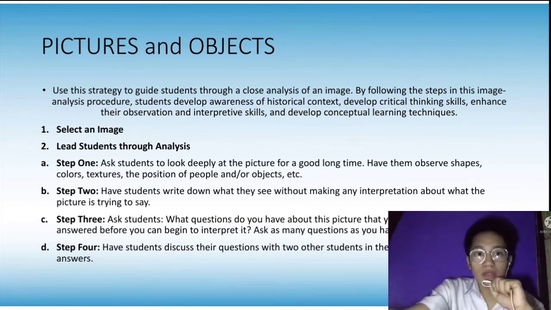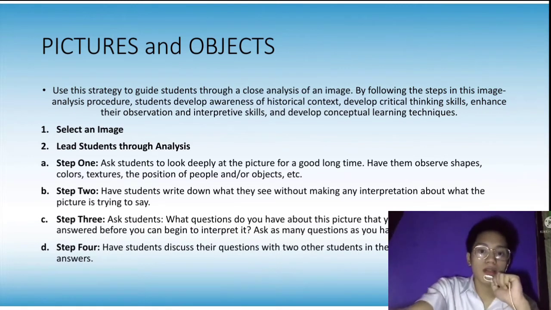Ano ba yung matutulong nito sa mga estudyante by using these strategies? It can help students' awareness of historical context, development, their critical thinking. It can enhance their observation and interpretative skill. So let's move on.